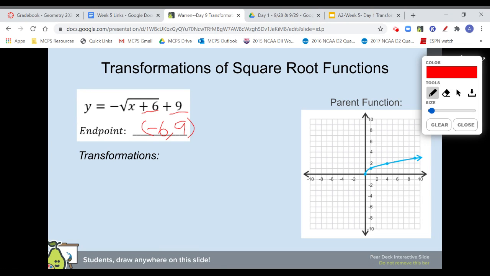And then there's one other part of a transformation. So I have the negative sign on the outside of the square root. And again, if a negative is outside the square root, that tells me that I have a reflection across the x-axis.